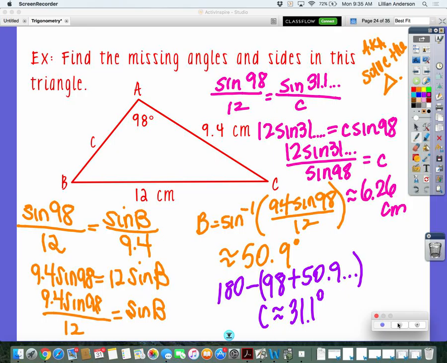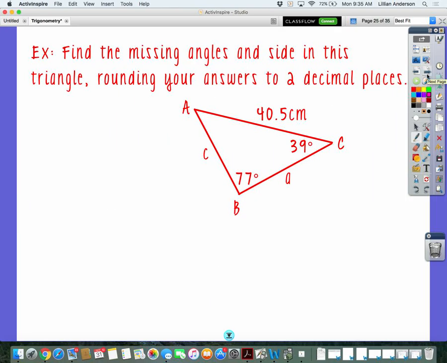This is the one you're going to do on your own. This next one. Yes. Find your missing angles and side in this triangle. Sides. Missing angle and side. But I want you to round it to 2 decimal places. Okay? You're rounding your answers to 2 decimal places. Yeah, I know. All right. What should we do here to find our missing sides and angle?